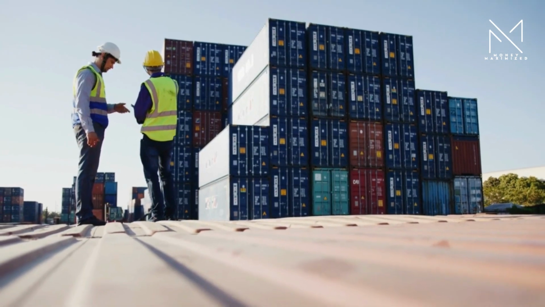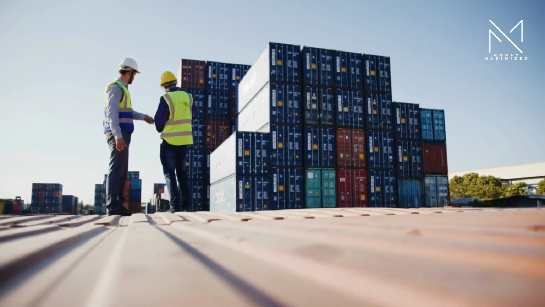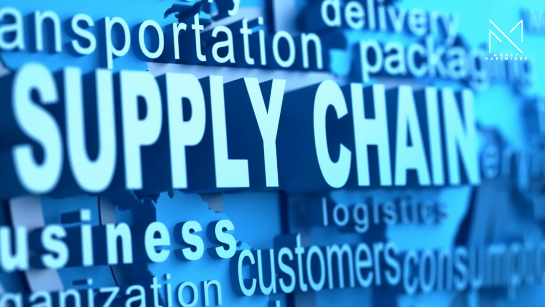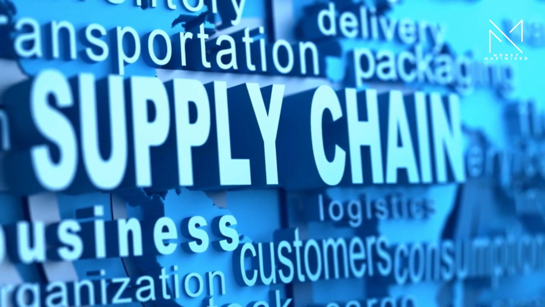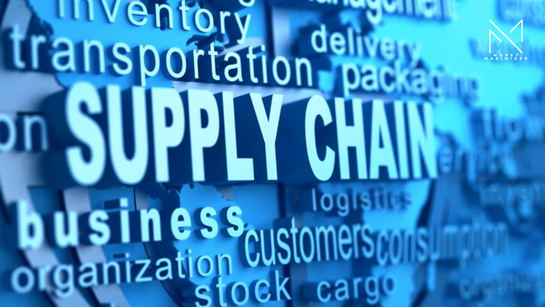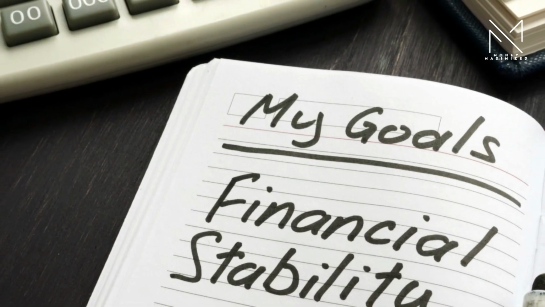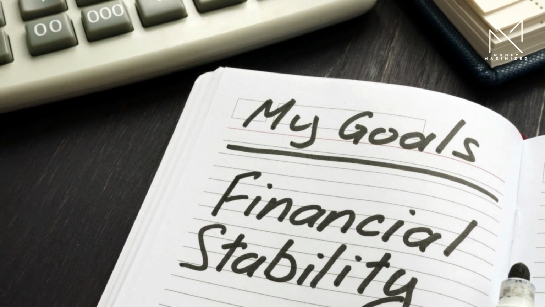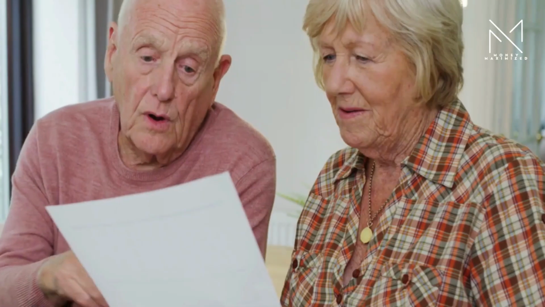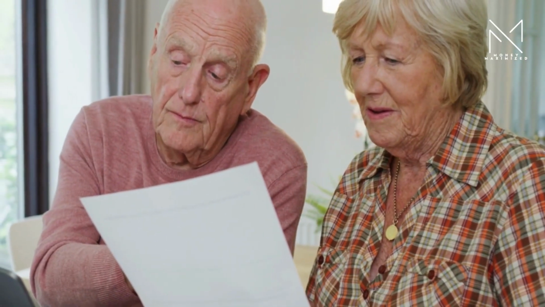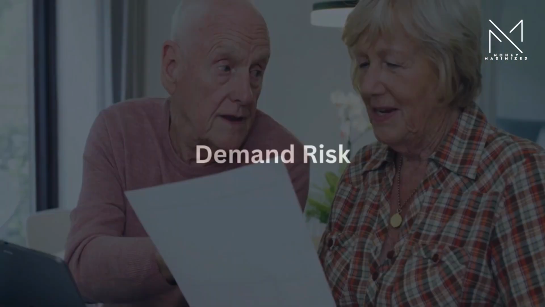Supply chain risk encompasses the likelihood and impact of disruptions or uncertainties that affect the efficient flow of products, information, and finances within a supply chain network. Types of supply chain risks. Supplier risk. Risks related to the performance, reliability, or stability of suppliers, including financial instability, quality issues, or geopolitical factors affecting supplier locations.